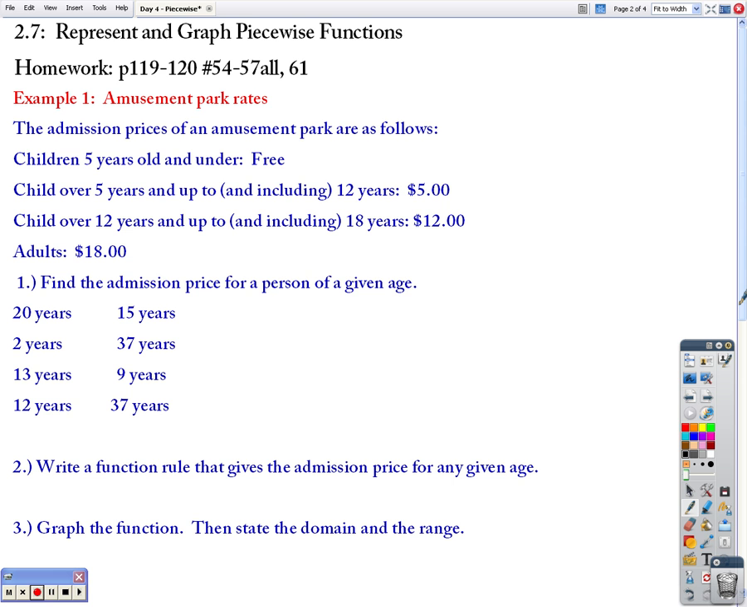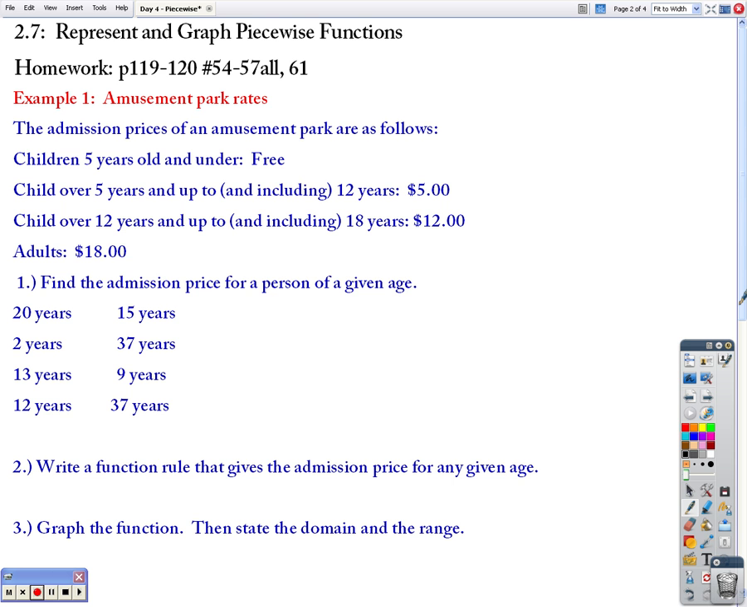Today we're going to talk about piecewise functions. The admission prices of an amusement park are as follows. Children 5 years and under are free. 5 up to 12 is $5. 12 up to and including 18 is $12. And adults are $18. Find the admission price for a person of a given age.